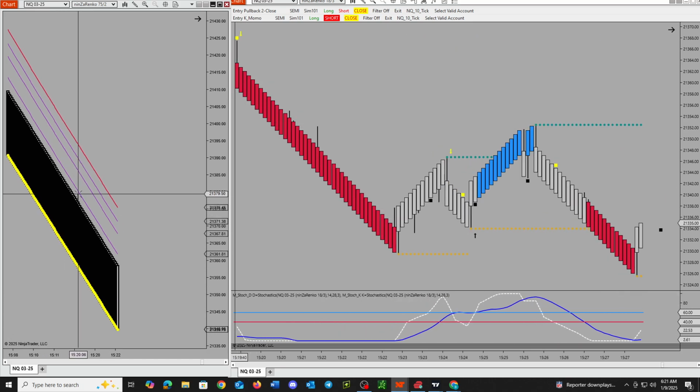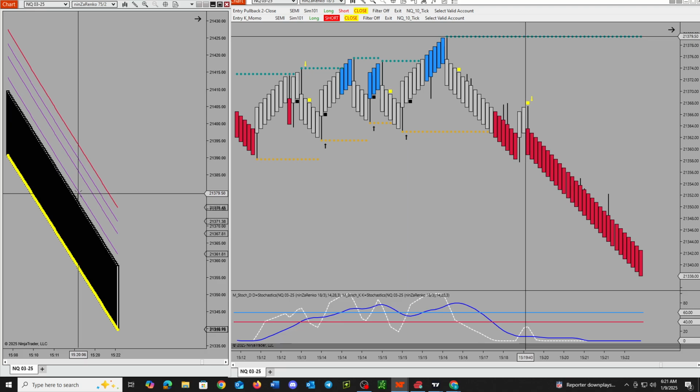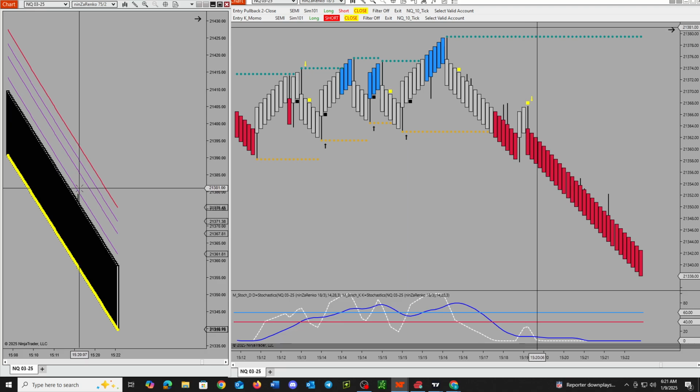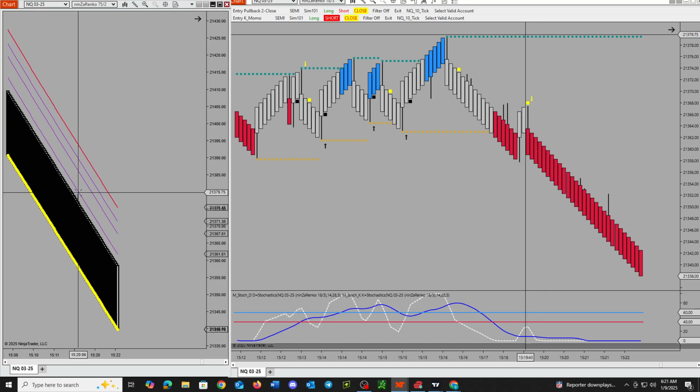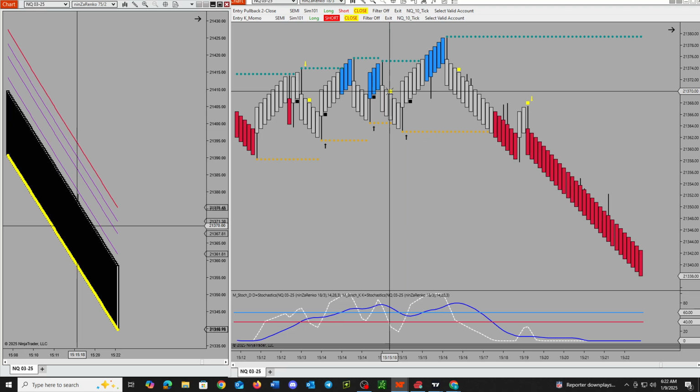This was a... until you cross that threshold, this one didn't quite cross, and you would have probably gotten some gnarly potential fake outs on this one right here. So that's why I like to wait till it crosses the threshold.